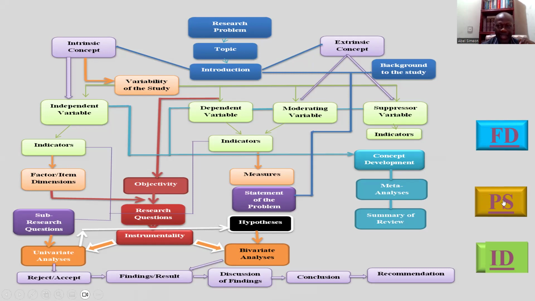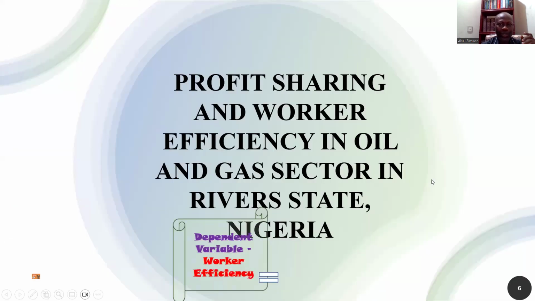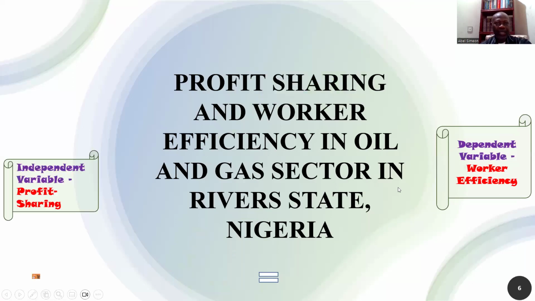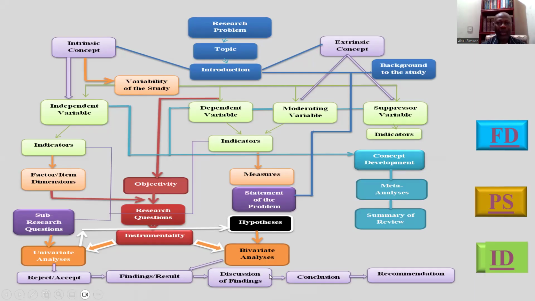For instance, let me just go back to the previous topic we discussed. Look at it now here. We see profit sharing and work efficiency. The independent variable is profit sharing because profit sharing impacts on work efficiency, which has become the dependent variable. So since it is from the topic itself, then it is intrinsic concept. Let's go back to our schematic diagram. So the introduction has given us the intrinsic concept, which is dependent and independent variable.